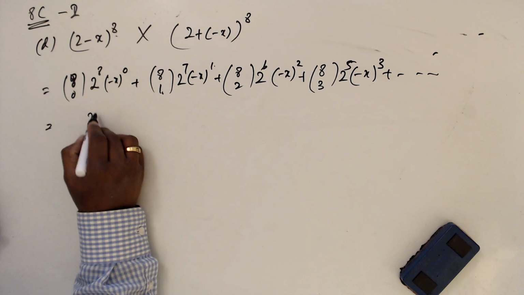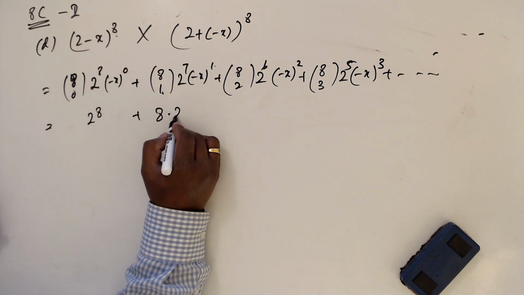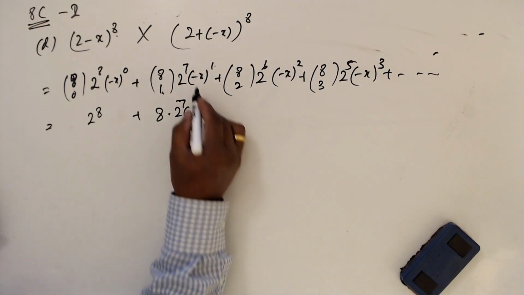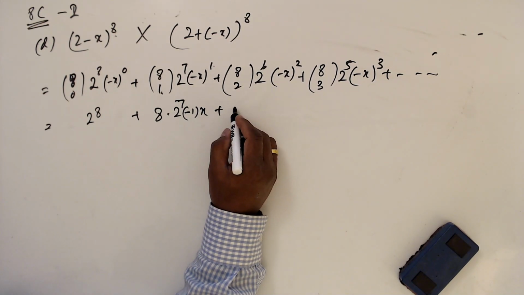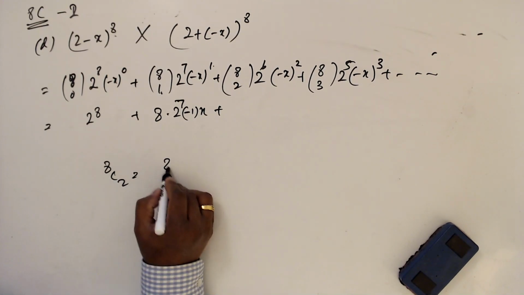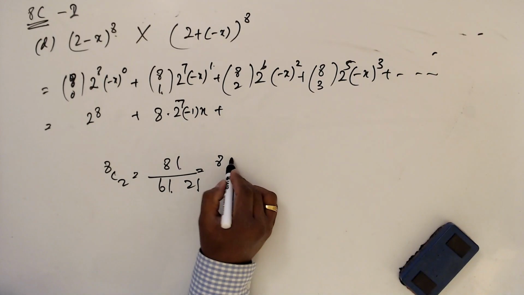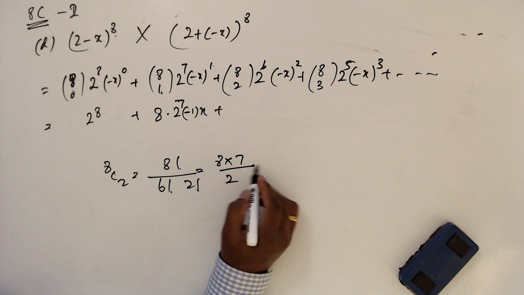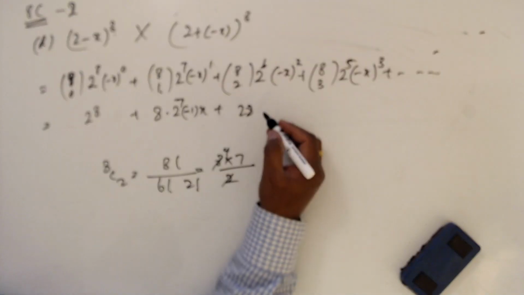This is going to be 2^8. This is 8 times 2^7 times minus 1 times x. Minus x means minus 1 times x. And this is going to be difficult now. 8C2 is 8 factorial over 2 factorial 6 factorial, 8 times 7 over 2, so this is going to be 28.